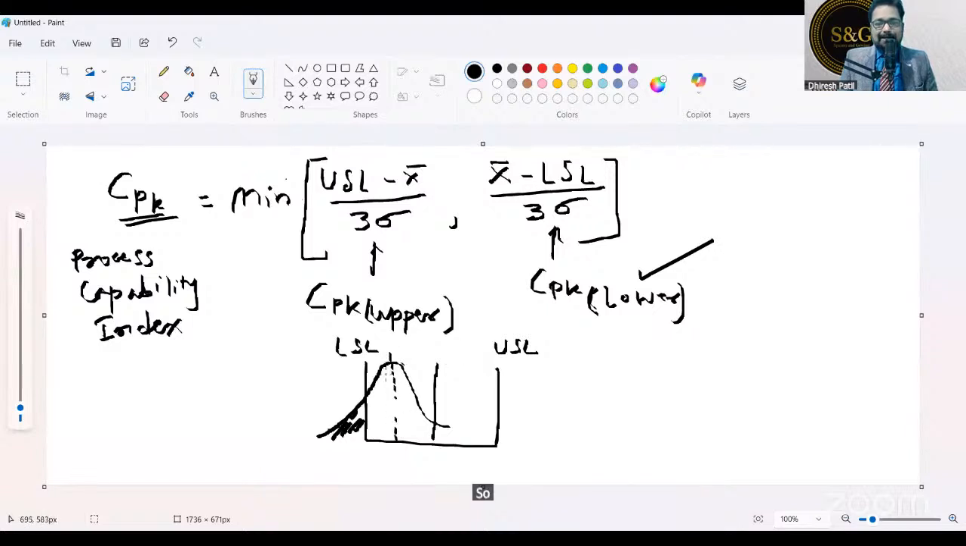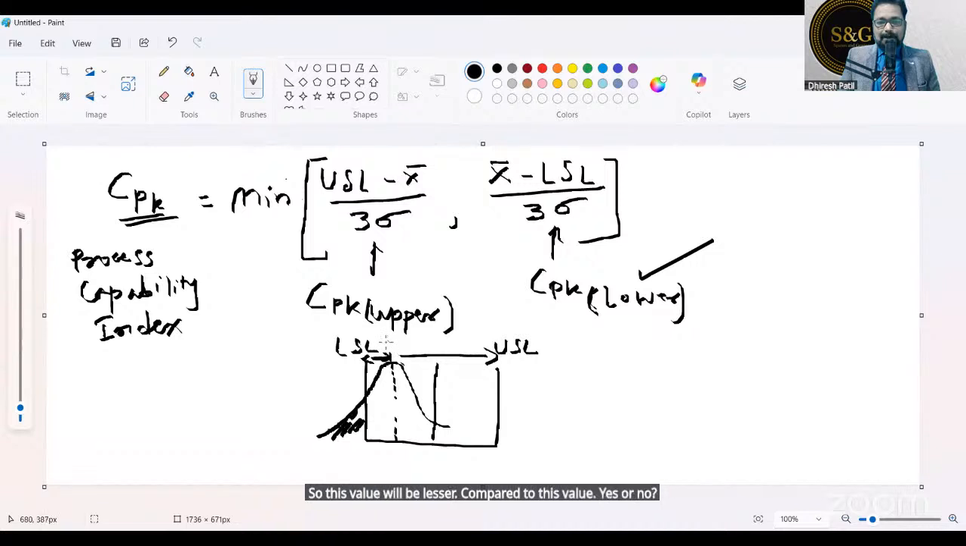So this is the mean, right? So LSL and mean ka difference chota hai, correct? So this value will be lesser compared to this value, yes or no? If this is X bar, this value will be greater, right? USL and X bar ka distance zyada hai. So this value will be greater and LSL and X bar value will be lower. So always Cpk lower will be lower whenever your process shifts on this side. If your process shifts on this side, it exactly opposite happens. So you make more defects on upper side and your Cpk upper becomes lower.